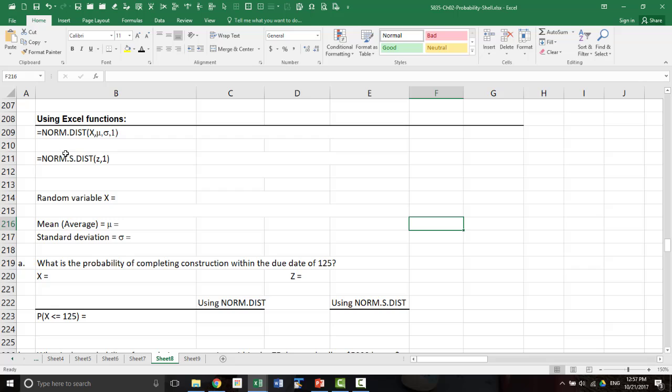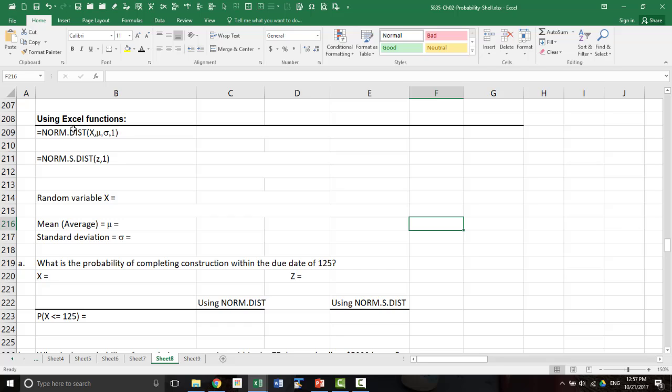norm.s.dist. That s here stands for standard normal. In that case, standard normal, the mean is 0, standard deviation is 1. So there is no need to specify that. All you have to do is to specify whether it is cumulative or not. So these are the two functions that you can use.